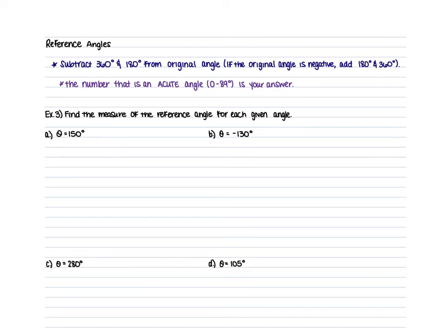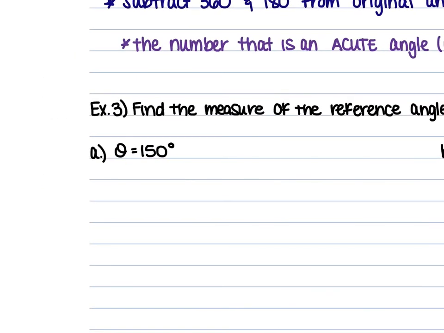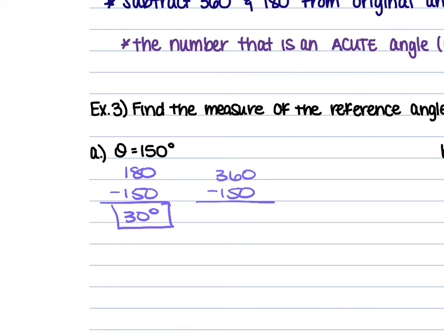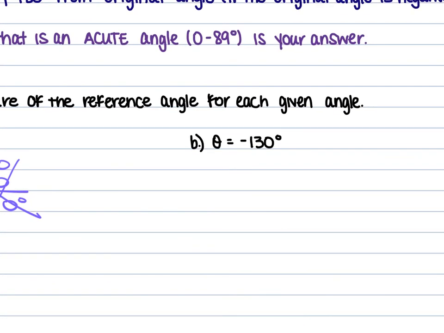So we're going to start with A. We have the angle of 150 degrees. So we wouldn't need to use 360, but 180 we can use because 180 minus 150 gives us 30 degrees. So that would be our reference angle. Remember, if you did 360 minus 150, you're going to get 0, 1, and 2. 210 degrees is not an acute angle, so you cannot use the 360 for it. So again, you got to pick which one you can use, which is better off.